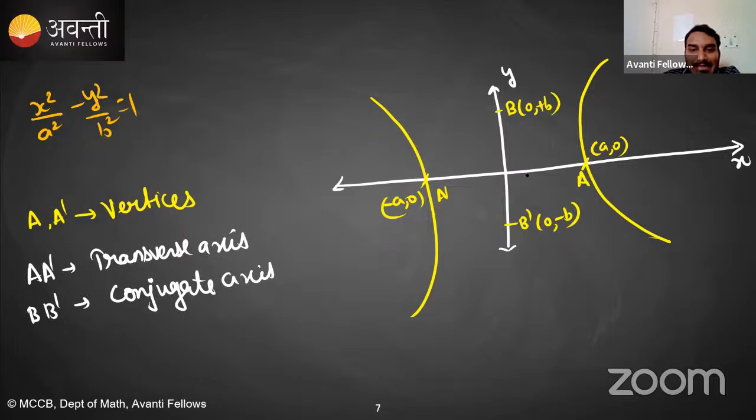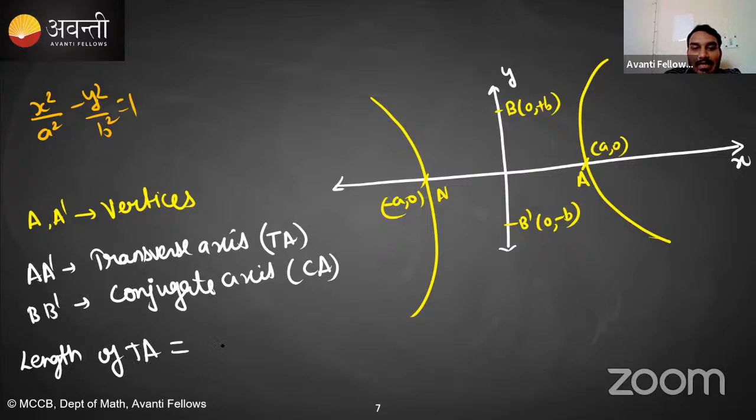You can say that the axis about which the hyperbola is symmetric, we can call that the transverse axis. Okay, and generally I will denote the transverse axis with TA and the conjugate axis with CA. If I ask you the length of TA, the length of the transverse axis, how much is it? 2a. Similarly, what is the length of the conjugate axis?